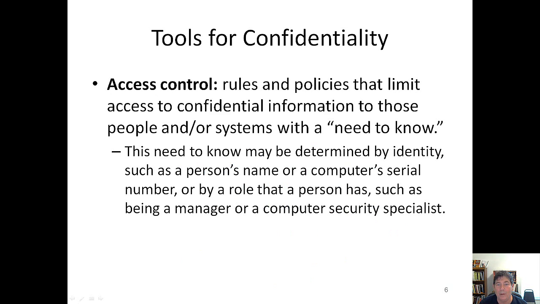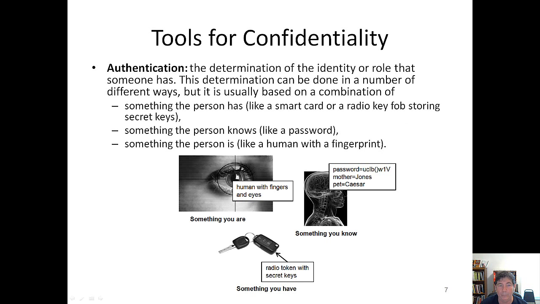Access control provides rules and policies that limit access to confidential information to those people and/or systems with a need to know. This need to know may be determined by identity, such as a person's name or a computer serial number, or by a role that a person has, such as being a manager or a computer security specialist. Authentication is the determination of the identity or role that someone has.